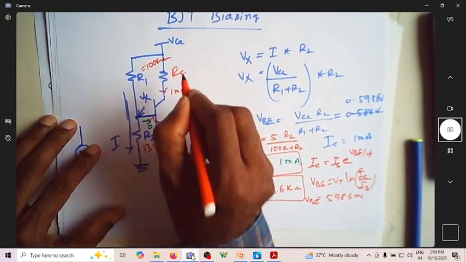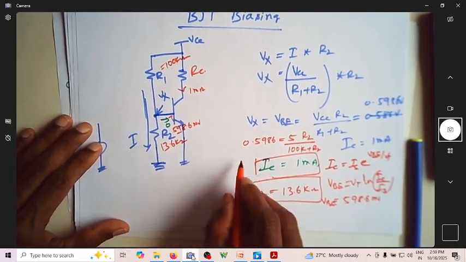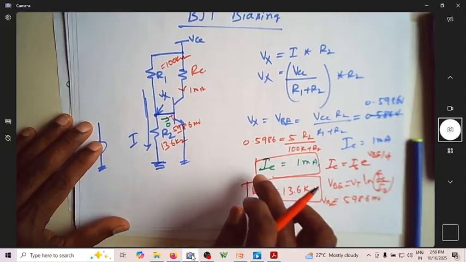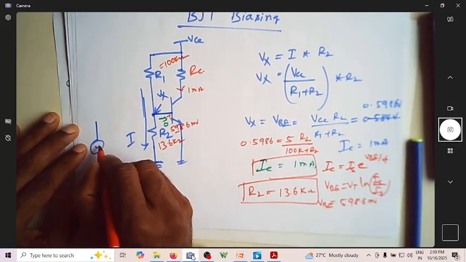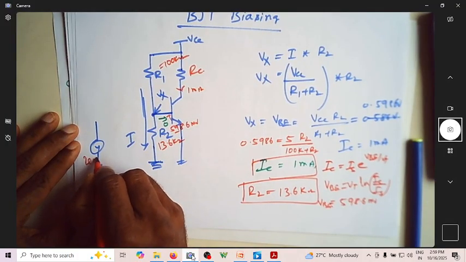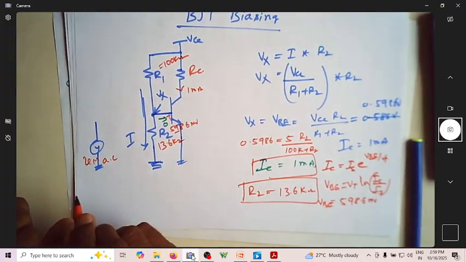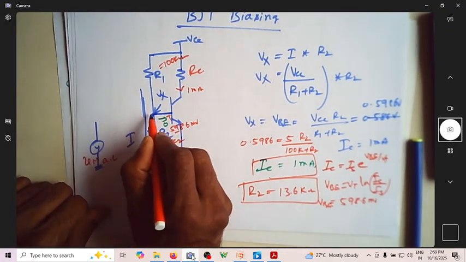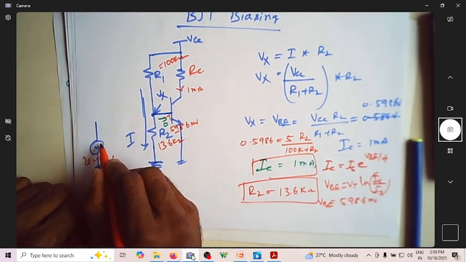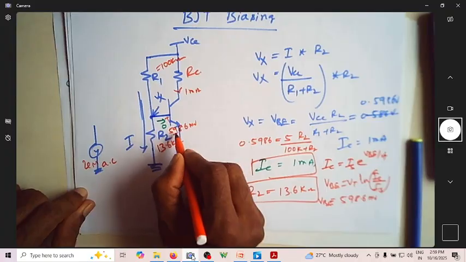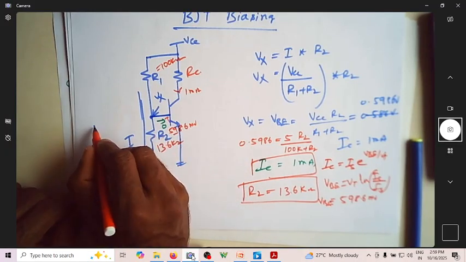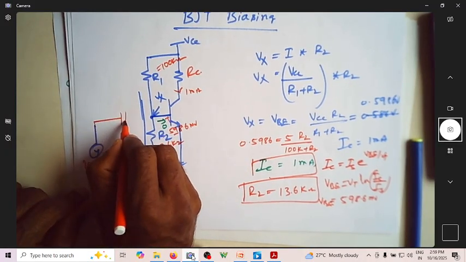So let us find out what RC is later. Now this is your biasing done. So once the biasing is done, now I need to apply the AC signal. So this is your VN, the AC signal. To apply AC signal, I cannot directly connect this AC signal as it is, because this may have some DC component. This DC should not be affecting this voltage, so I will use a coupling capacitor.